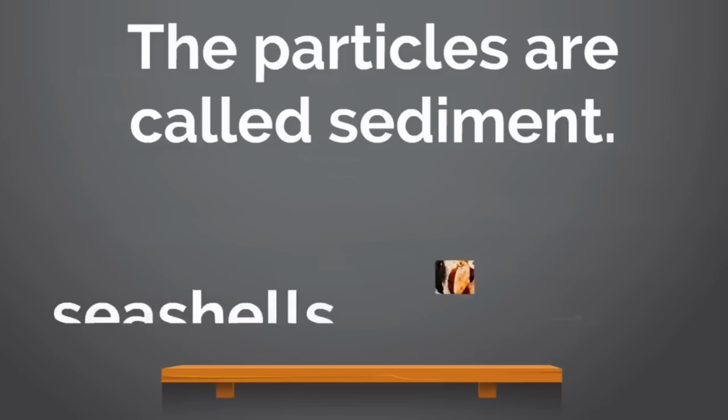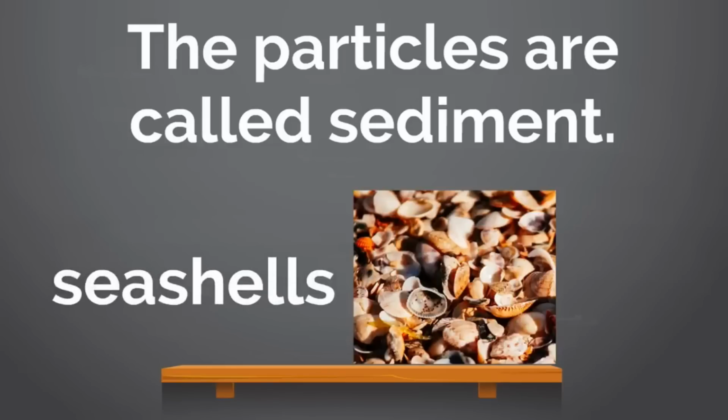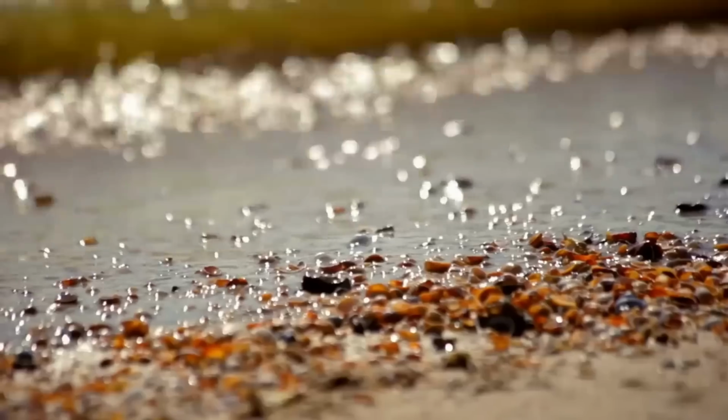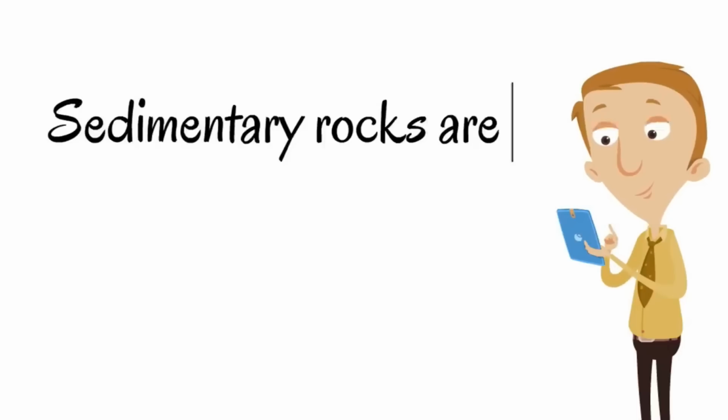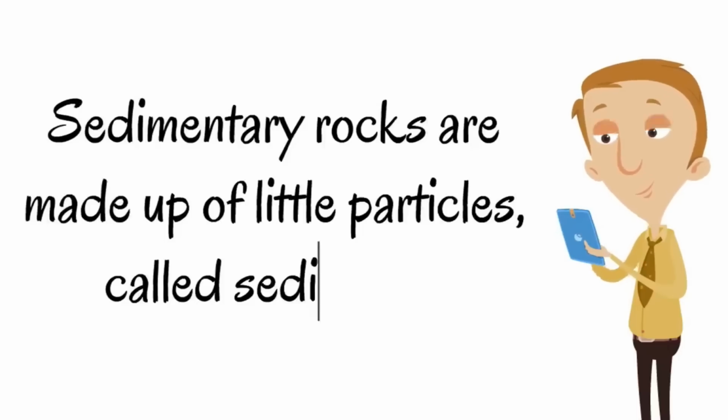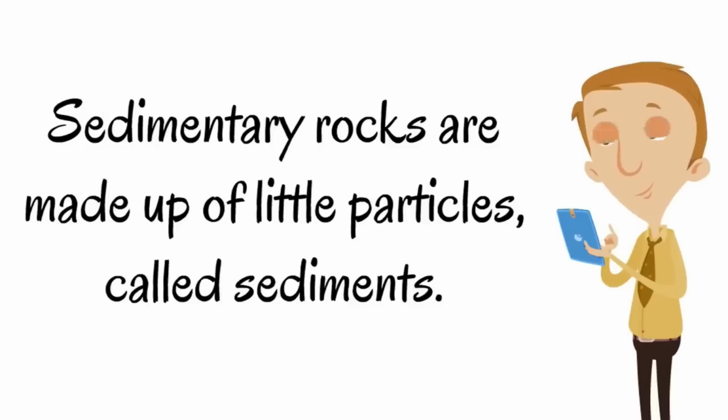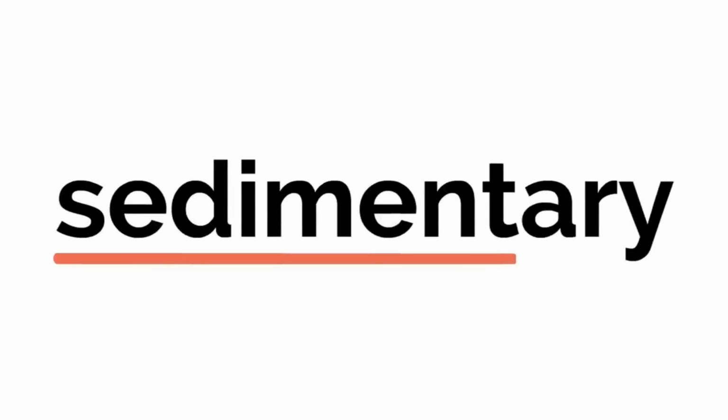It's kind of cool. Seashells are an example of sediment as well. So there are lots of different types of sediment, but they're particles. They could come from non-living things like sand, or they could come from living things like seashells. That's fun. Sedimentary rocks are made up of little particles called sediments. And you can even tell that from the name, sedimentary. Sediment is in the name. So if you forget, just look at the name.